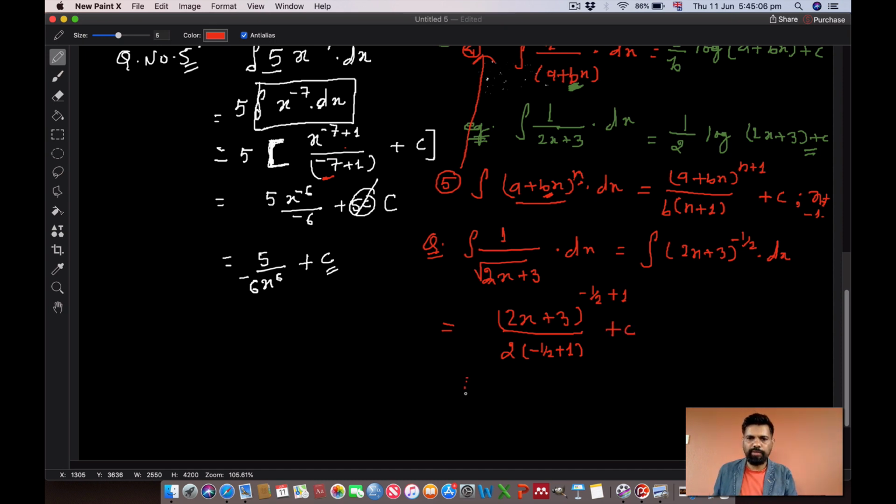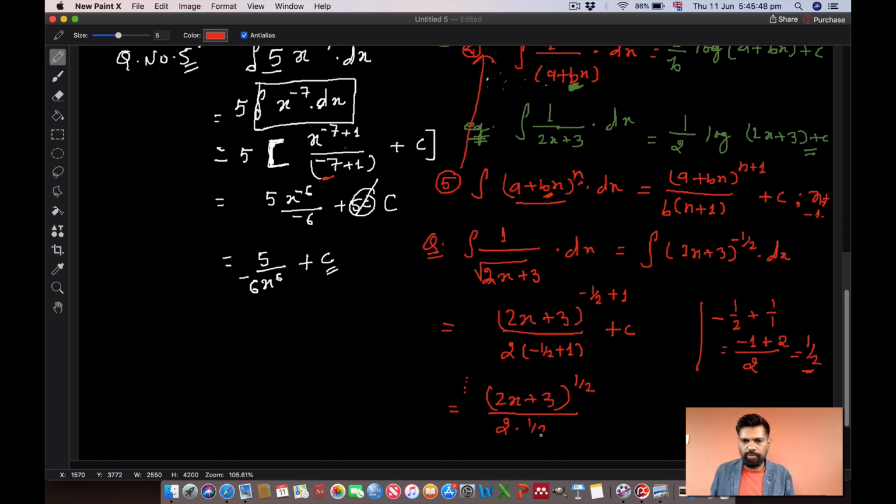When you solve it, it looks like (2x plus 3) power, minus 1 over 2 plus 1. When you take the LCM of these two, the denominator is 2. The 2 cancels, 2 divided by 2 gives 1, and the signs are minus and plus. Then 1 divided by 2, the quotient is 2, 2 times 1 is 2. So it is finally 1 over 2, and the whole is over 2 times 1 over 2 plus c. These two cancel, and finally we have (2x plus 3) power 1 over 2 plus c, or you can write it as the square root of 2x plus 3 plus c. That is the answer.